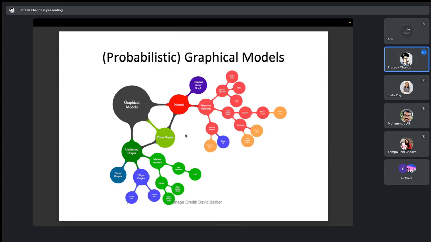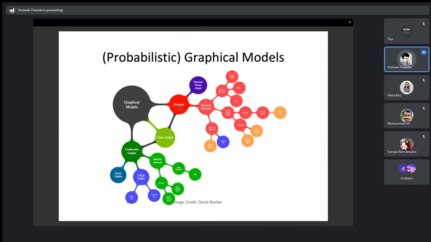That's a chain graph. For example, Markov network, input dependent, and CRF is a chain graph. So undirected graph also can be divided into three parts: Markov network, clique graphs, and factor graphs. We'll be discussing each of these as the lecture progresses.